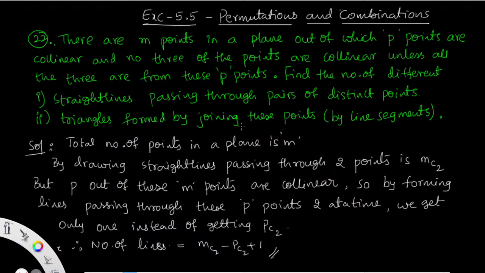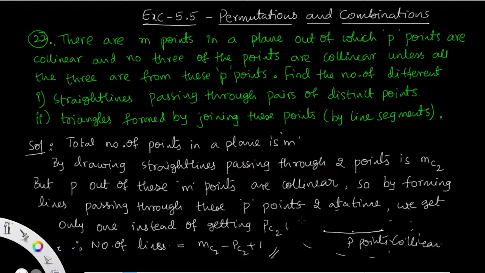So this is the question, and it is a completely theoretical one. The m points are given. In these, some points are collinear, suppose p points are collinear. How many straight lines pass through these pairs of points? We can join points to form a straight line, so we need 2 points. A straight line needs only 2 points.